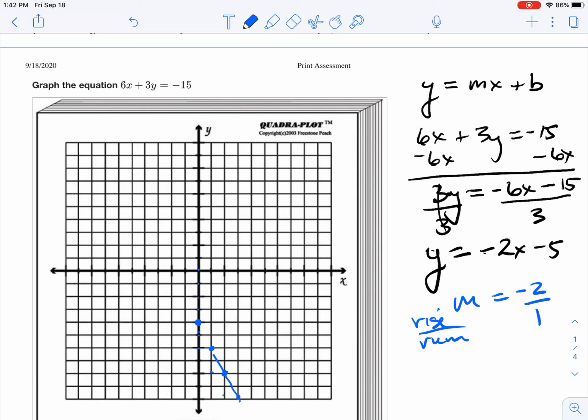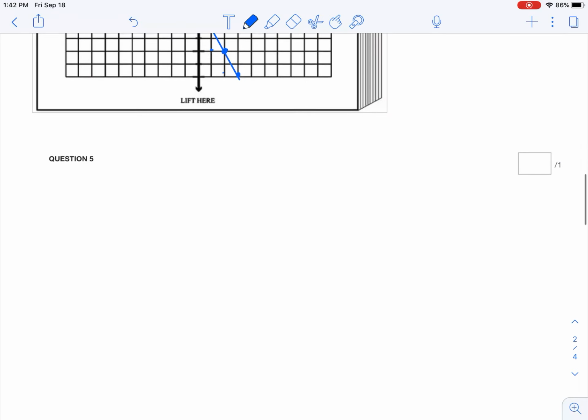So I'm just going to draw the line. It looks like that. So that's what your line should have looked like. And so there you go.